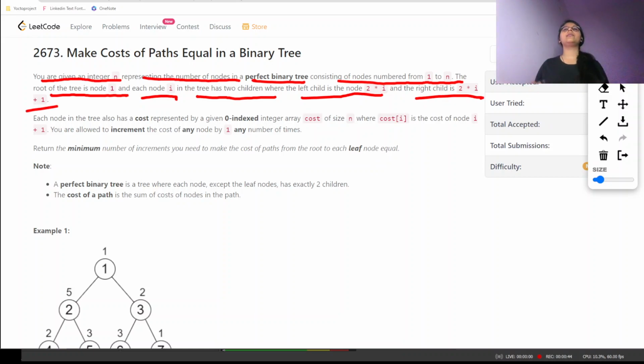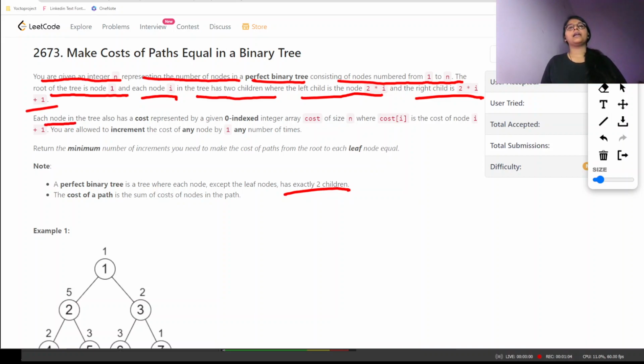Here, as it is a perfect binary tree, each node will have two children. It is not like at most two children, it will surely have those two children. That is what they are saying, it has exactly two children.